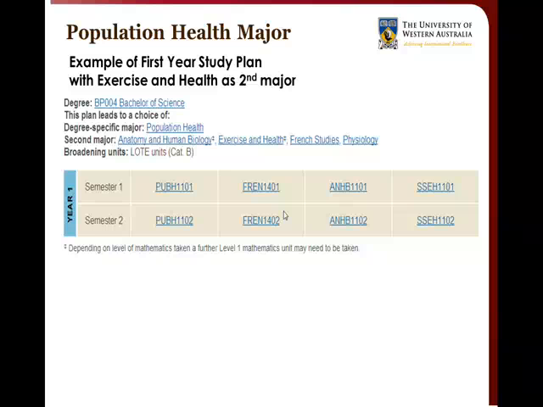But the combination that we show here will also allow you to do anatomy and human biology as a major, even French and physiology as a major. So this particular choice would leave you open to 5 different majors to select from in second year.